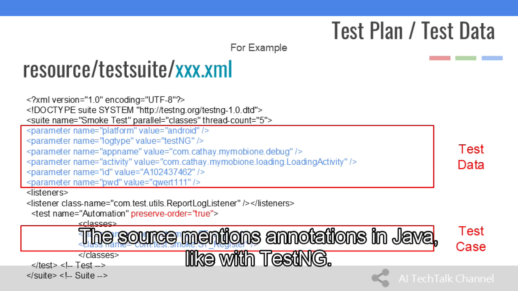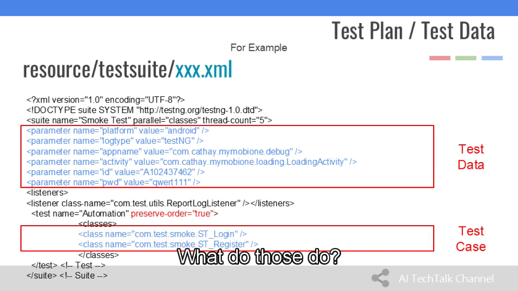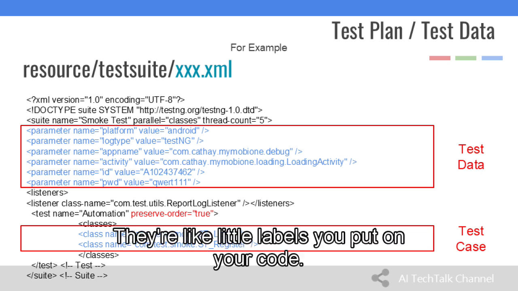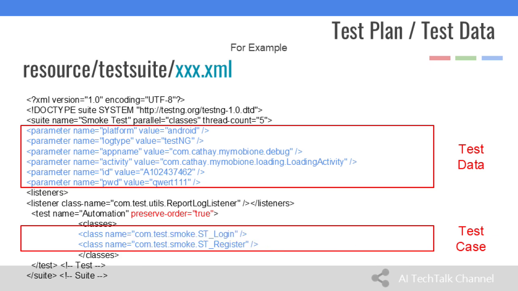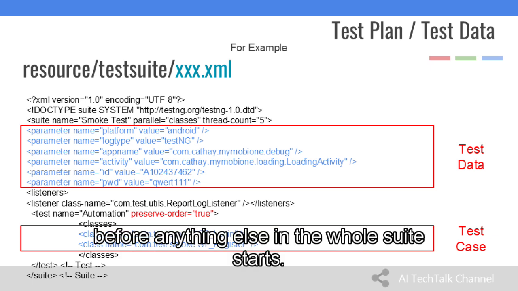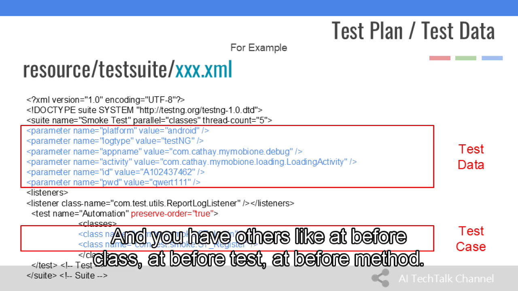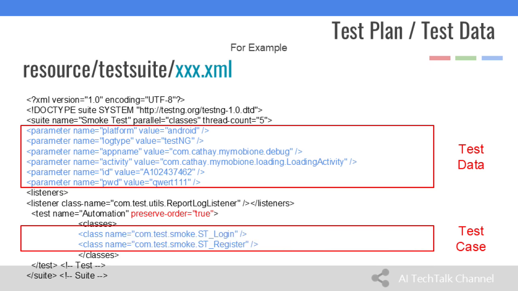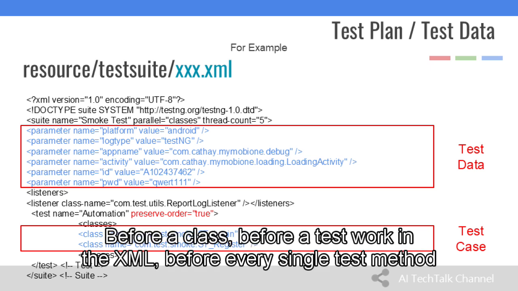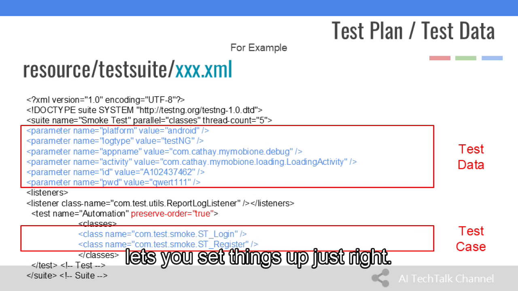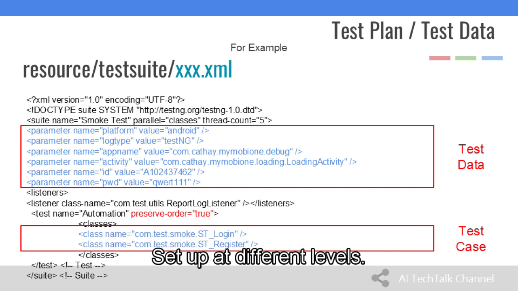The source mentions annotations in Java, like with testNG. What do those do? Annotations, yeah. They're like little labels you put on your code. At before suite, for instance, that tells testNG, run this method once before anything else in the whole suite starts. And you have others like at before class, at before test, at before method. They run setup code at different points. Before a class, before a test script in the XML, before every single test method lets you set things up just right. Makes sense. Set up at different levels.